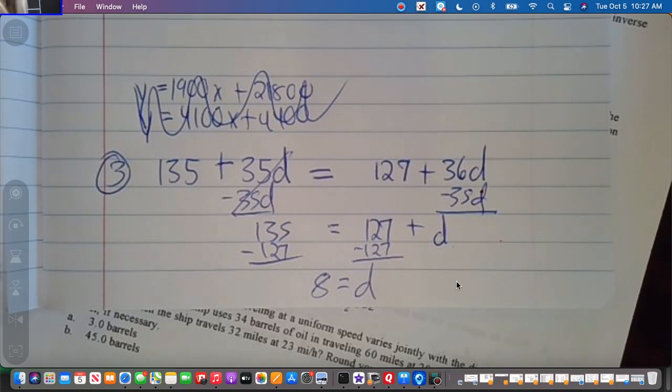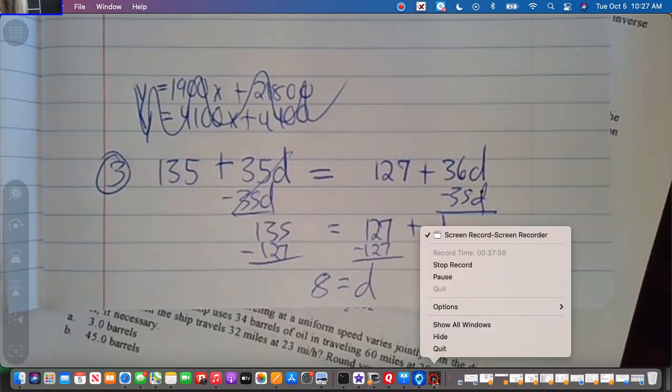Okay. So I need to go make a copy. Well, what's the thing where, are we not doing 2?